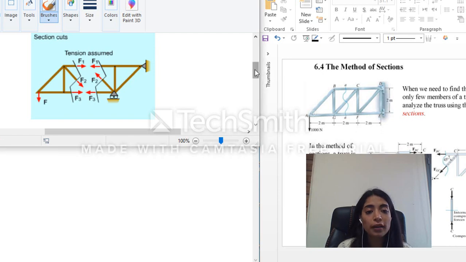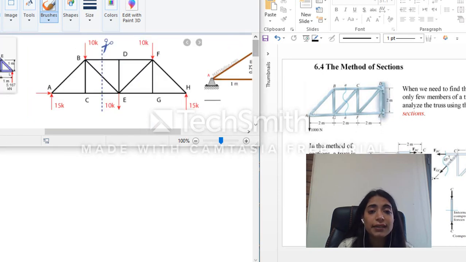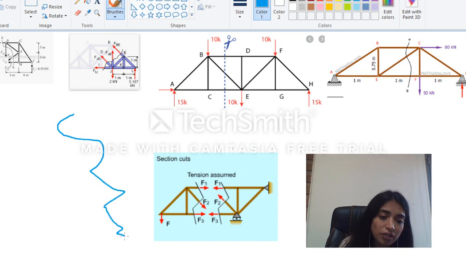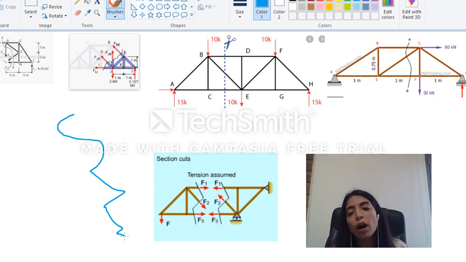Now how to do my cut? It is basically any cut that can be useful for you. So you can see here different cuts, and you can of course do any cut you want, even if this cut is like this. As a matter of fact, my cut should include all my internal forces that I need to find.